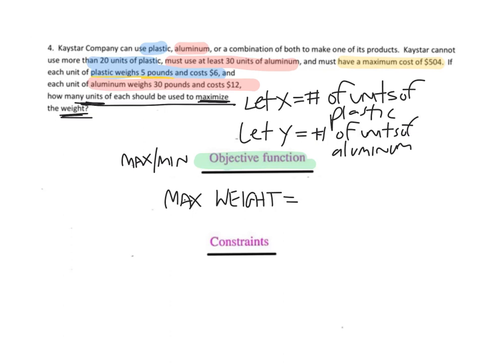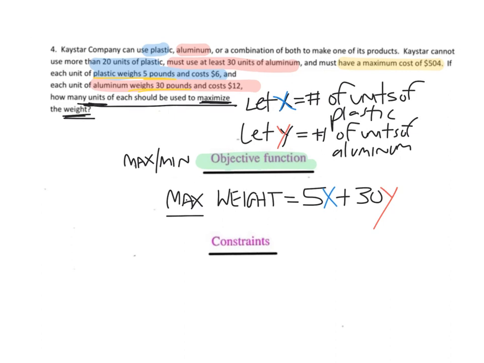Plastic weighs 5 pounds. So I'm going to take 5 and multiply it by X, the number of units of plastic. And then I'm going to add to that, it says aluminum weighs 30 pounds. So I'm going to add to that 30 times Y, the number of units of aluminum. So the function that I want to try to maximize is 5x plus 30y. So the way you get your objective function is you always look for the words maximum or minimum.